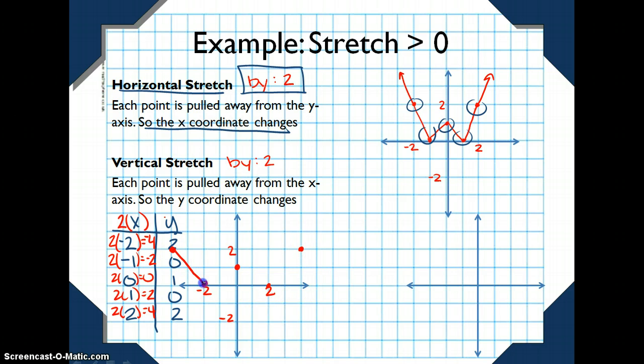Okay, so if we connected those and compared it to the graph over here, you can see that it's wider. That W now is much, much wider.